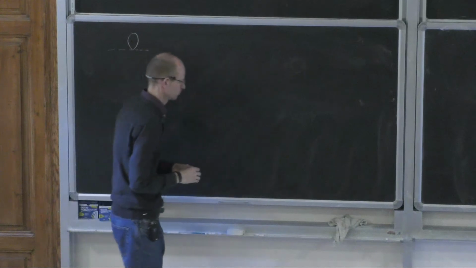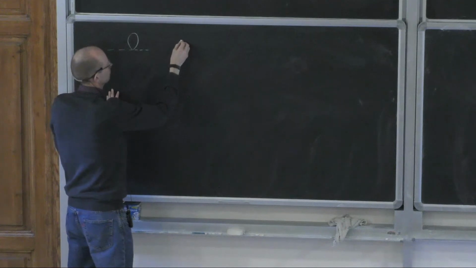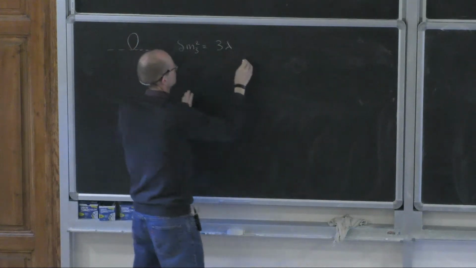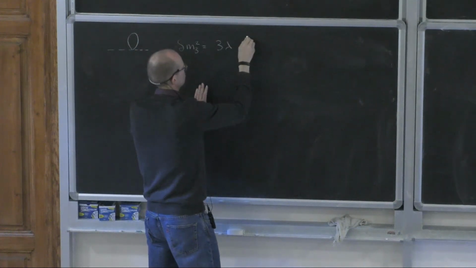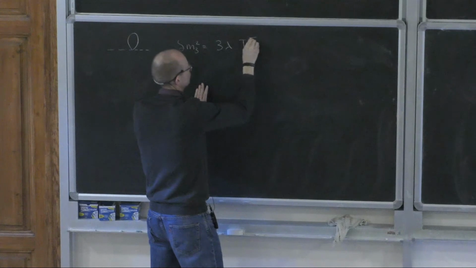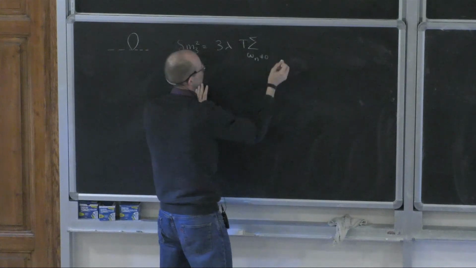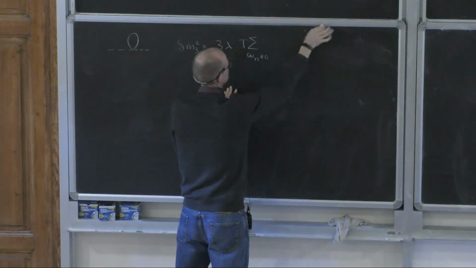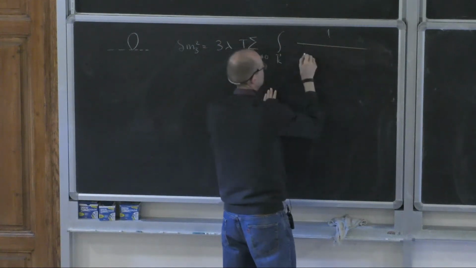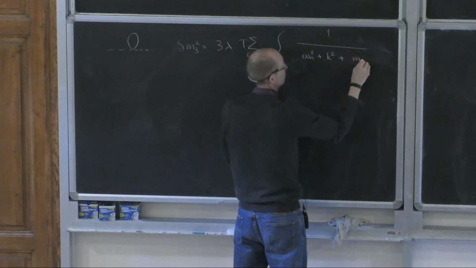And so now we found out that this loop gives a contribution which is 3 times lambda, and now sum over, well, d times the sum over omega n not equal to 0, and then the integral over k, and omega n squared plus k squared plus, let's say, m effective squared.